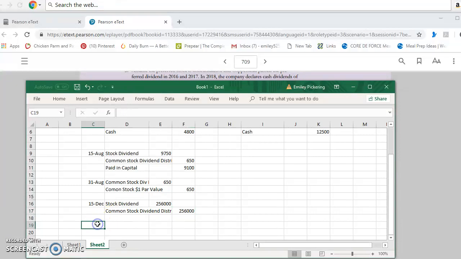Okay. So then when I actually do distribute it, I'm going to get rid of my common stock dividend distributable. And I'm going to increase my common stock at $2 par value. Okay, so that is my large stock dividend, which is much easier because we don't have to take into consideration the market price at this point.